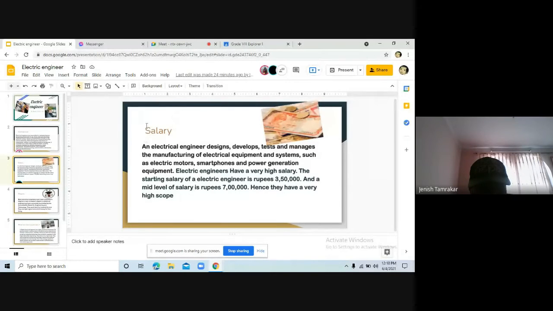Salary. An electrical engineer designs, develops, tests, and manages the manufacturing of electrical equipment and systems such as electric motors, smartphones, and power generation equipment. Electrical engineers have a very high salary. The starting salary of an electrical engineer is rupees 3,50,000 and a mid-level salary is rupees 7 lakh. Hence, they have a very high scope.